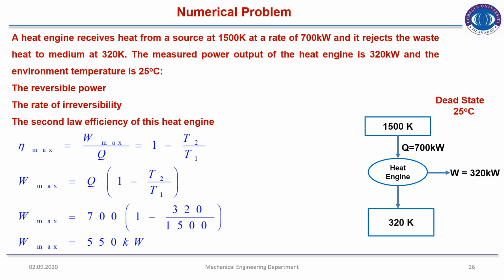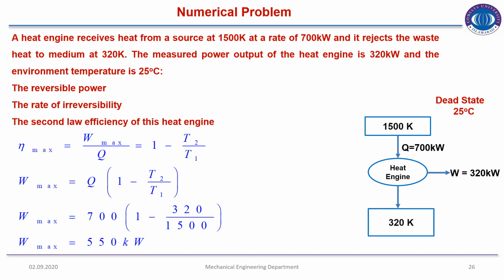Part 1, to calculate the reversible power. To calculate the reversible power, you are assuming the heat engine is a Carnot heat engine. So you will be utilizing the efficiency for Carnot heat engine. The efficiency of Carnot heat engine is 1 minus T2 over T1, and efficiency is also equal to W over Q. The Q is in the denominator on the left hand side, so it will multiply on the right hand side. So W max is equal to Q into 1 minus T2 over T1.